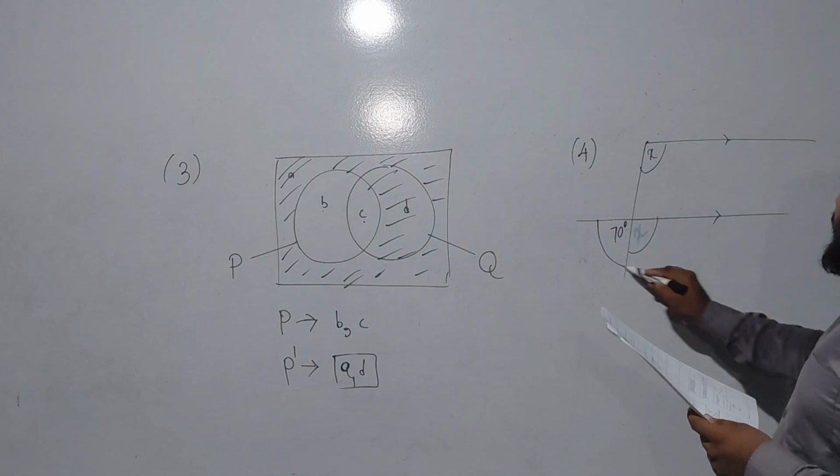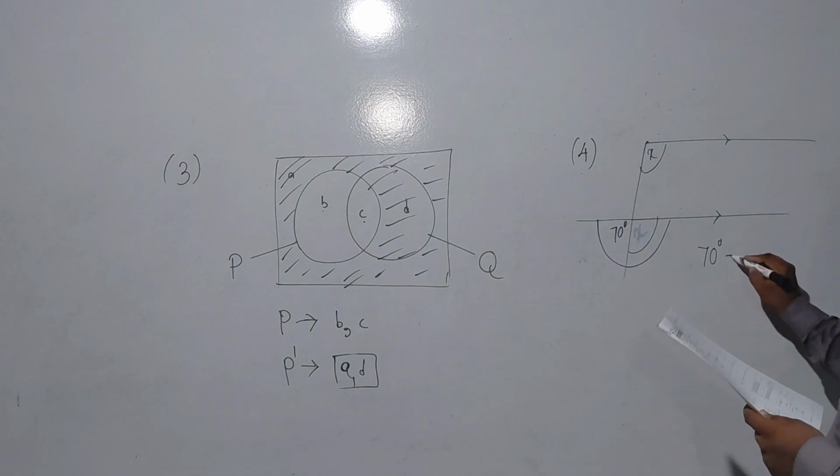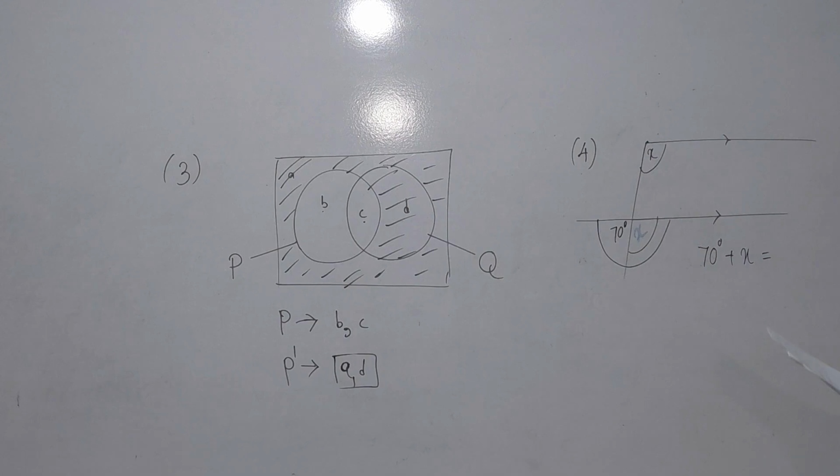So what can we see now? 70 degrees plus x is a straight angle. So now we can simplify x. Take this 70 to the other side. Then plus 70 becomes minus 70. 180 degrees minus 70 degrees. The value of x becomes 110. x is 110. So the next question.